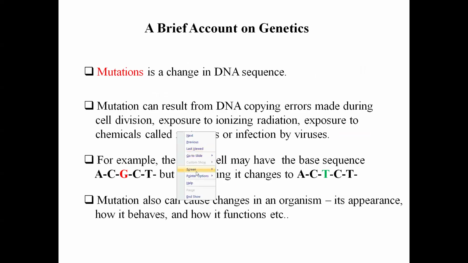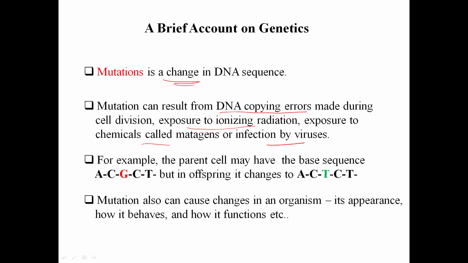Now, mutations. Other than crossover, we also have mutations. Mutation is basically a change in the DNA sequence. It can occur because of some DNA copying errors made during cell division, maybe some exposure to radiation, exposure to some chemicals, or maybe some infection by viruses. Most of the time it may cause a problem. Mutations may cause a problem, but sometimes they may be favorable also, like we saw in the giraffe.